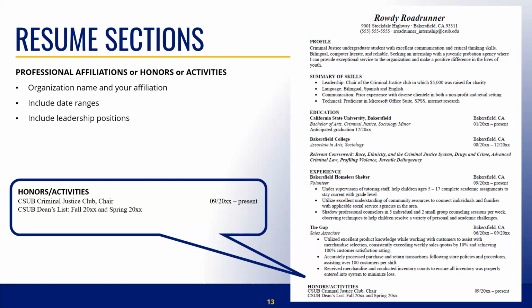If you are no longer part of the club, you will include starting month and year, hyphen ending month and year. If you decide to not include Dean's List in the education section, you can include it in the honor section. You can include CSUB Dean's List, followed by the semester and the year that you obtained Dean's List.